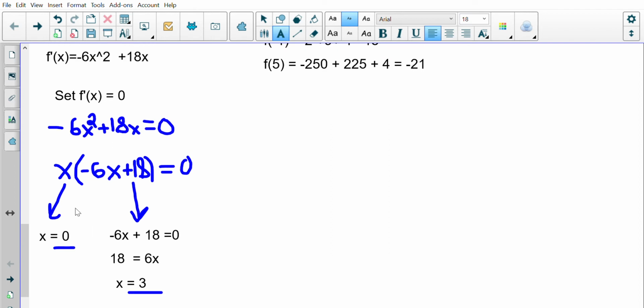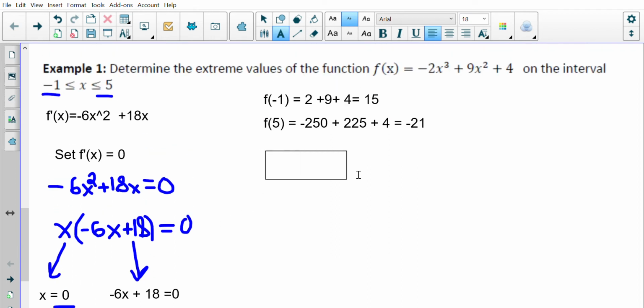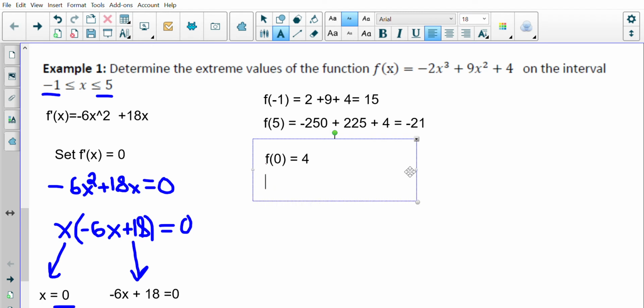But then I also have to check out my local max and local min, and then I'll find out what we have here. So let's see here, f of 0 and f of 3. So f of 0, that should be easy to do. That's just going to be 4. All right, and then we got f of 3. And again, when I pump that into my calculator here, we get 31.